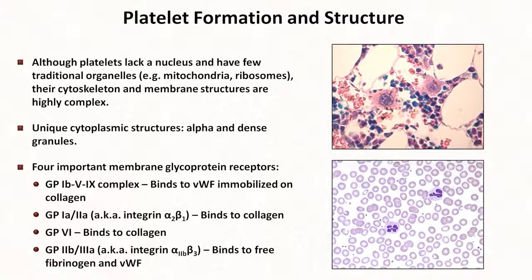If you're wondering about the confusing nomenclatures for these receptors, the GP system, which stands for glycoprotein, designates numbers and letters to proteins according to their electrophoretic mobility on polyacrylamide gels. The integrin nomenclature is based on the protein structure. Unfortunately, neither of these are remotely helpful in understanding or remembering their functions.